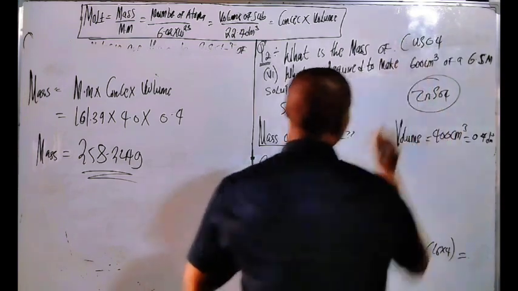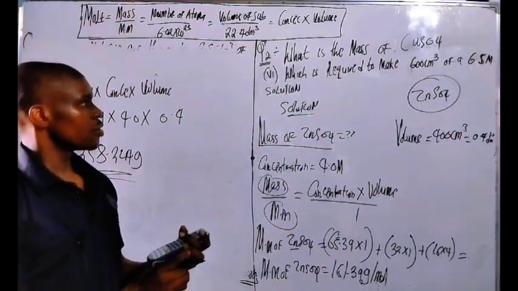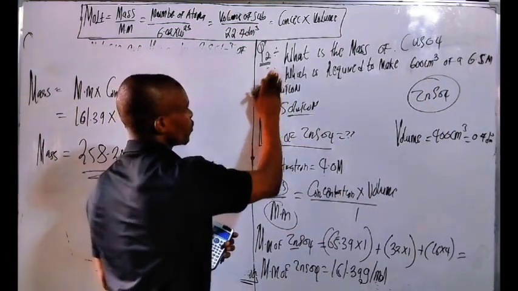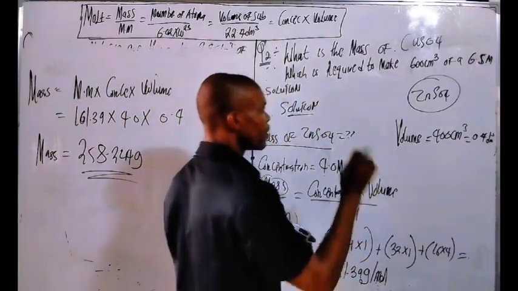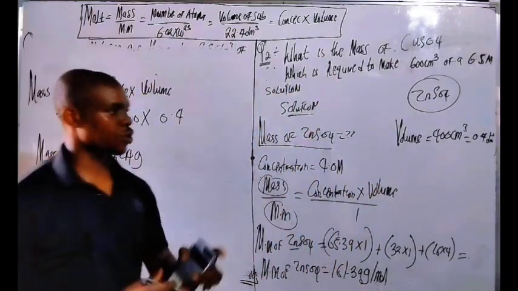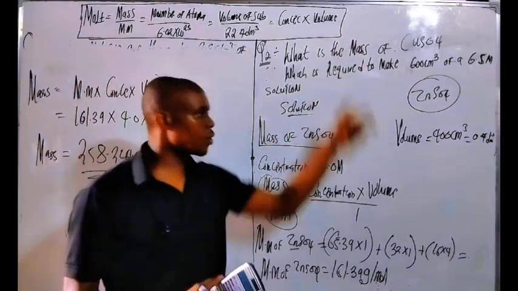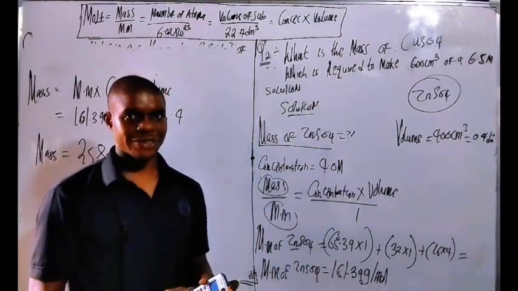CuSO4. Yes, copper 2 sulfate. Do you understand? Let us say we use copper 2 sulfate. What is the mass of copper 2 sulfate which is required to make 600 cm³ of 6.5 molar solution? So go ahead, follow what I've done here and solve this question.